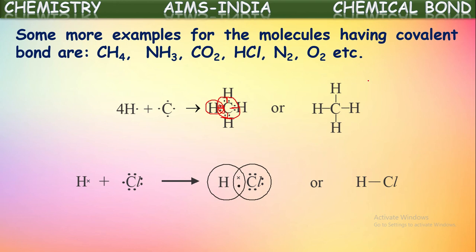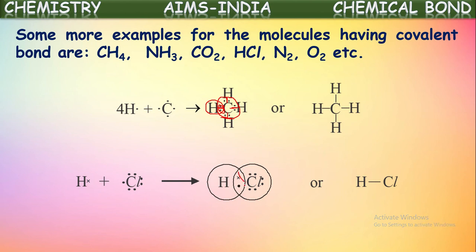Hydrogen chloride formation. We know hydrogen has one valence electron. It requires one more electron to become stable. If you see in case of chlorine, it has 7 valence electrons. It requires one more electron to become stable. When these hydrogen and chlorine approach each other, they are combined. Hydrogen and chlorine both will contribute one electron each, and these two electrons are shared by both the atoms.